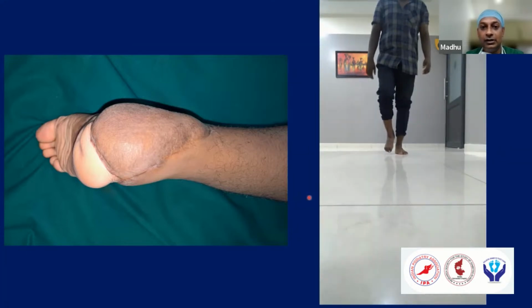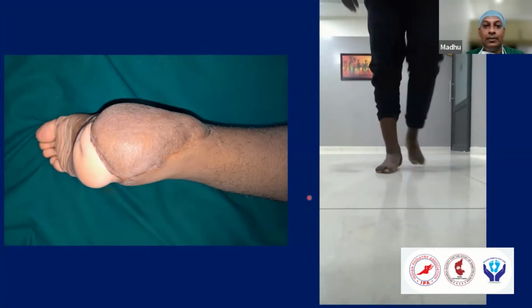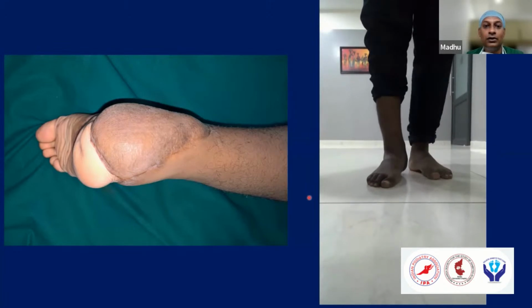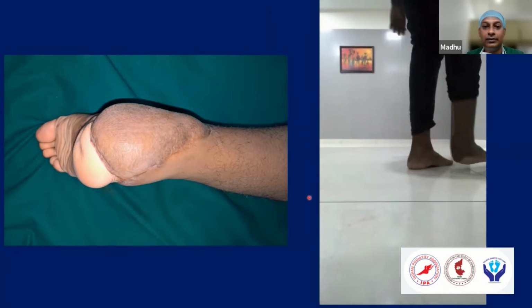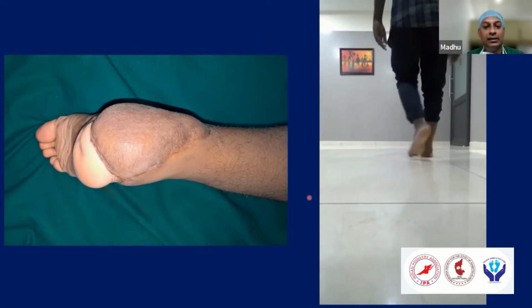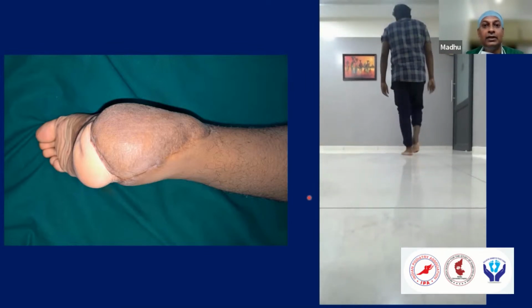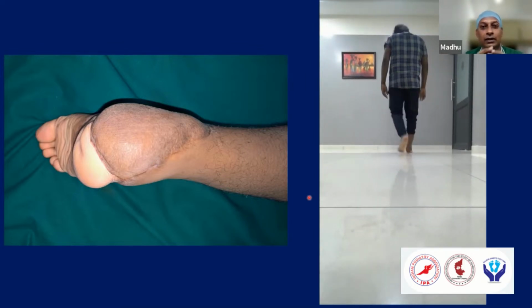And if you notice, he will be able to walk only on the forefoot without putting the heel on the ground. So this results in a good healing of the ulcer. I have not covered the entire spectrum. In the given time, I've tried to cover the most important of ulcers.